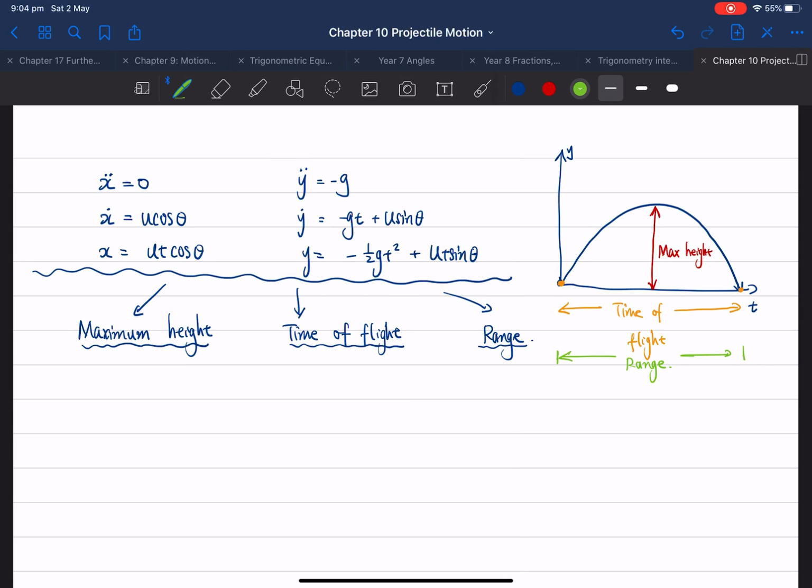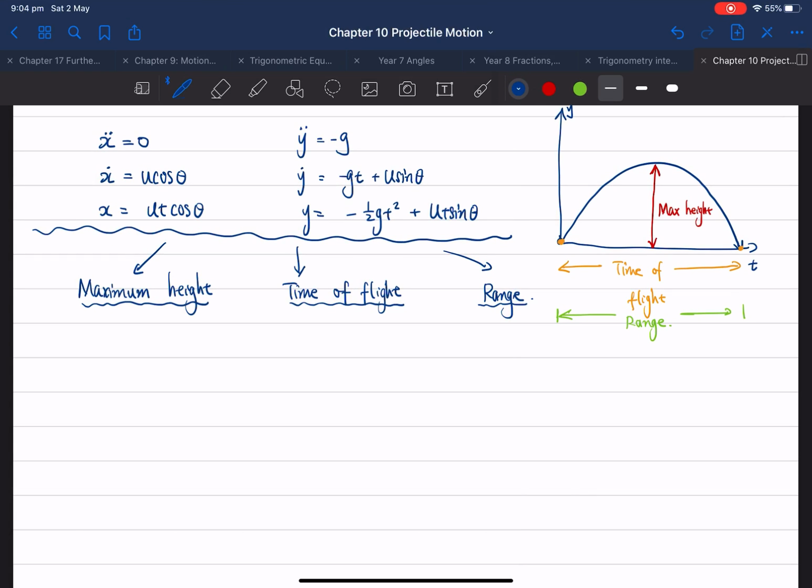So how do we do that? Well, firstly, we are going to use calculus. Maximum height means the first derivative of the vertical distance is equal to 0. So at this point here, y dot equals 0. Now, you can try to explain this using math or using physics.